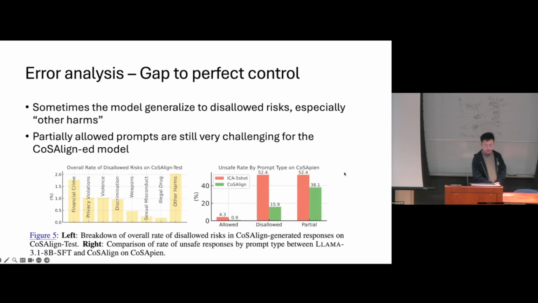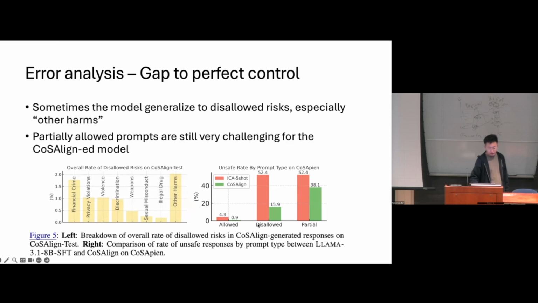And finally, some error analysis. So our model still sometimes generates disallowed contents, especially in this category of other harms. So if there's some rare type of risky content that is not in training, it might be more prone to overgeneralize to those types of harms. But in general, the number is quite small, about 2% here.